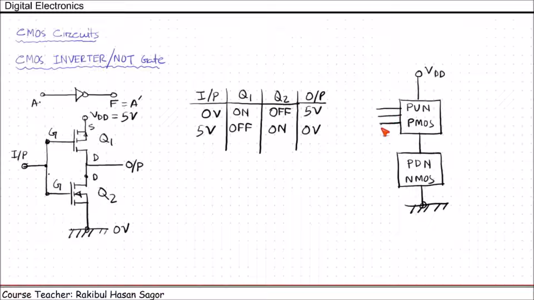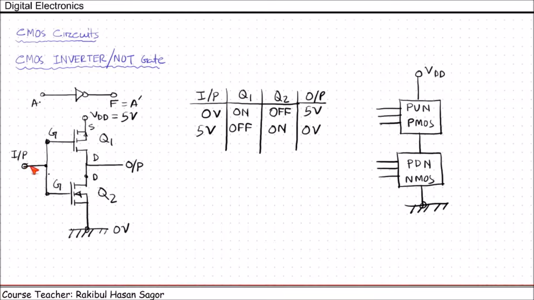We may have multiple inputs, and the pull down network will also have multiple inputs. If we consider this structure and try to get the similarities between this circuit and this structure, we can say this is PMOS and this is the pull up network, and this gate is connected with the input side. We have NMOS here, and this portion is the pull down network, and the gate is connected with the input side.